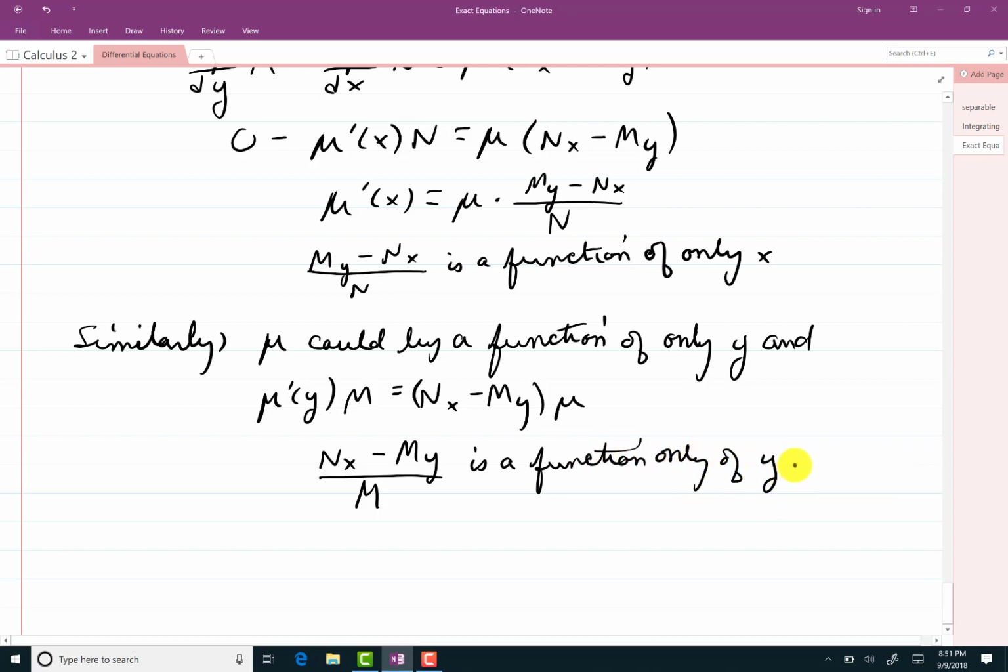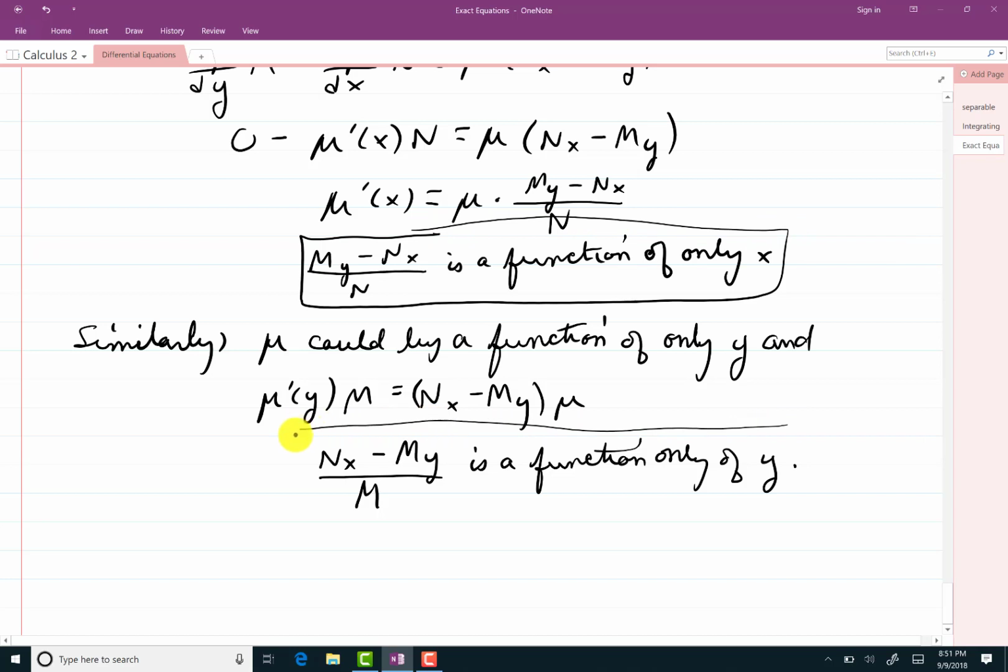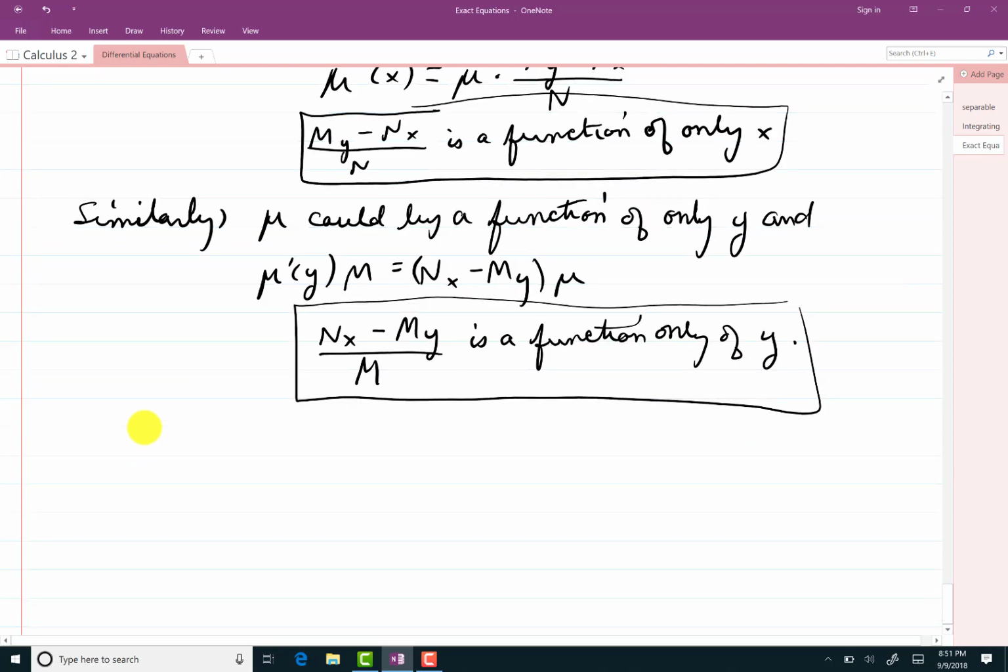If either one of these cases happens, then I will be able to work with this and create for me a differential equation which is solvable. Let's do an example with that.